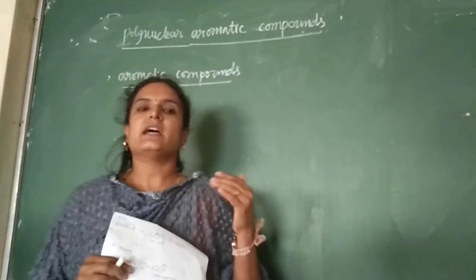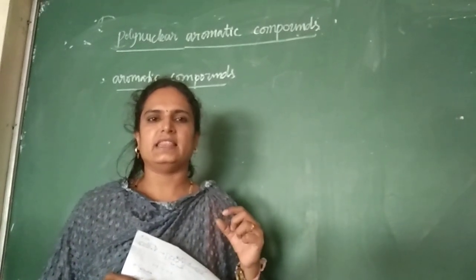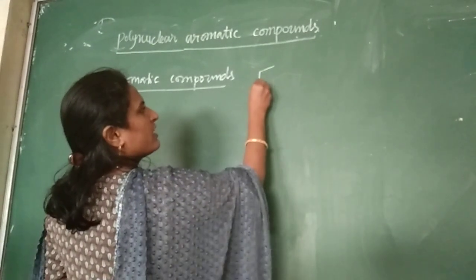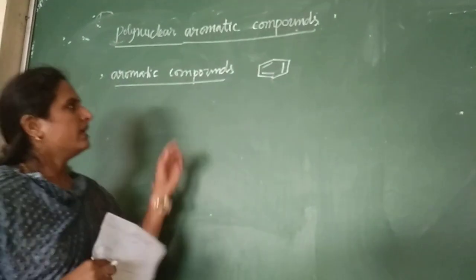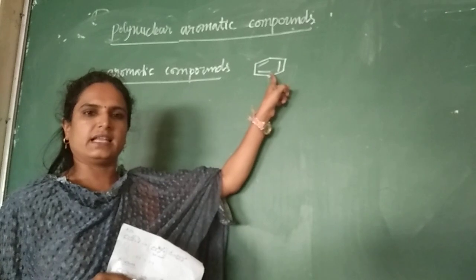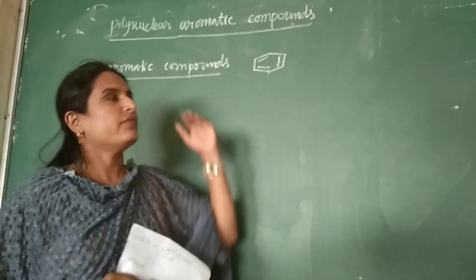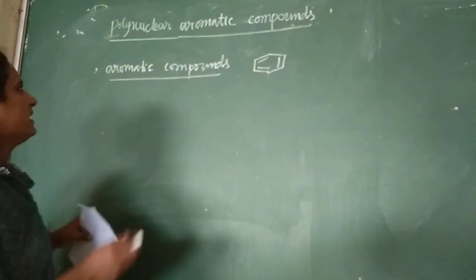You know that the compounds which contain at least one benzene ring in them are called aromatic compounds. The structure of benzene is like this. Okay. The compounds which contain at least one benzene ring in them are called aromatic compounds. Then we go for the study of polynuclear aromatic compounds.